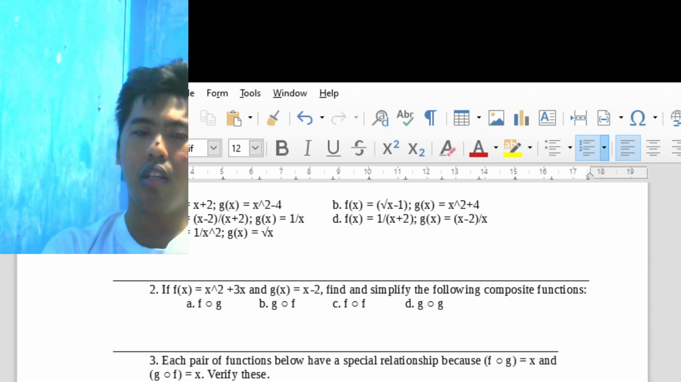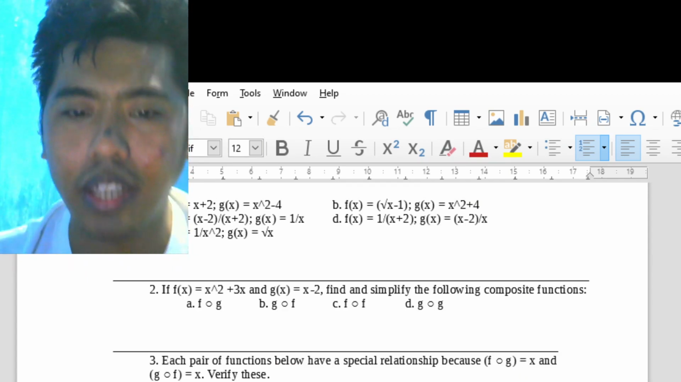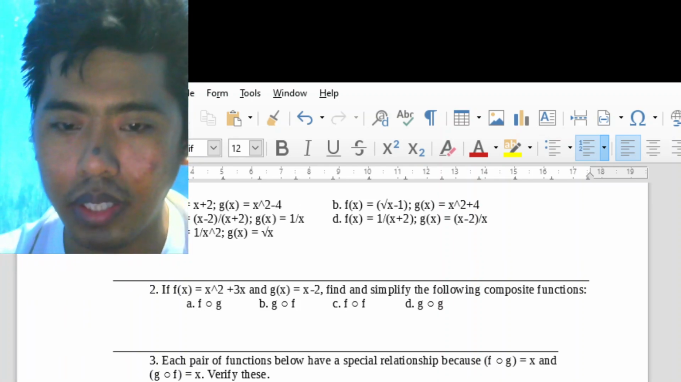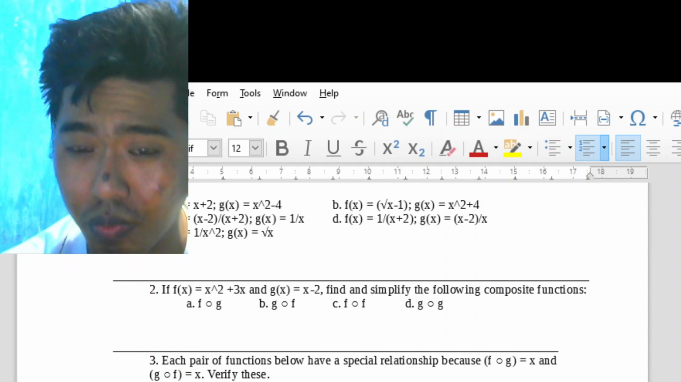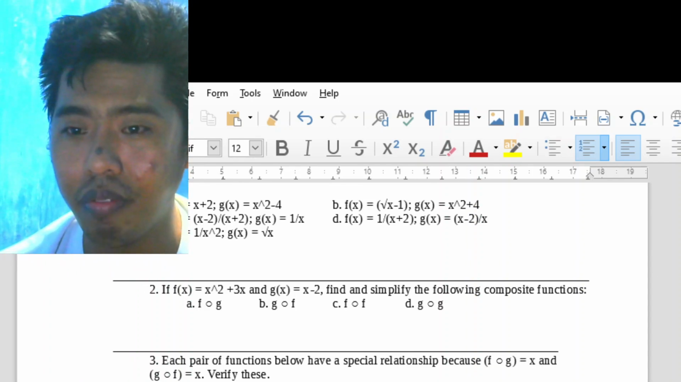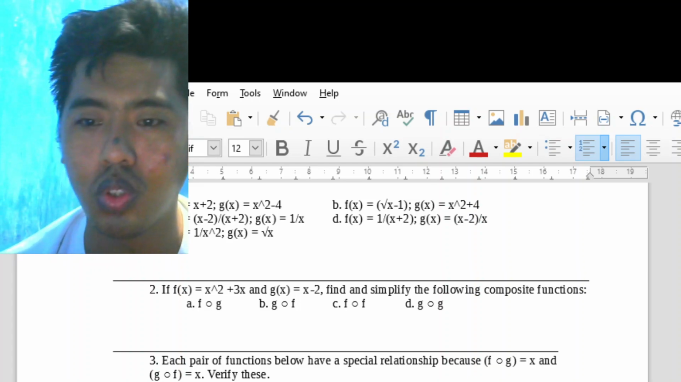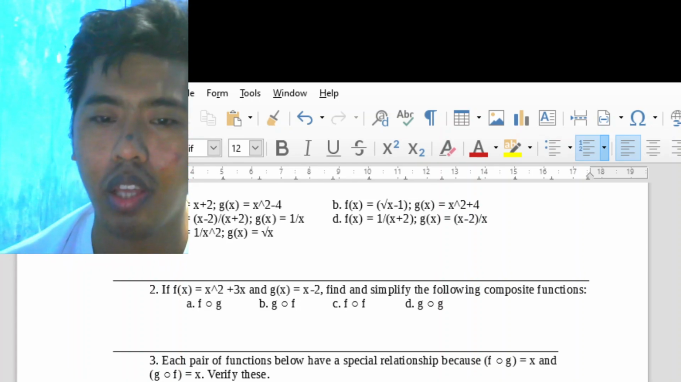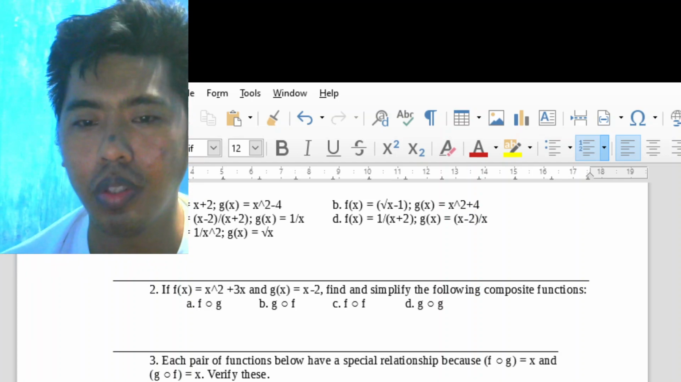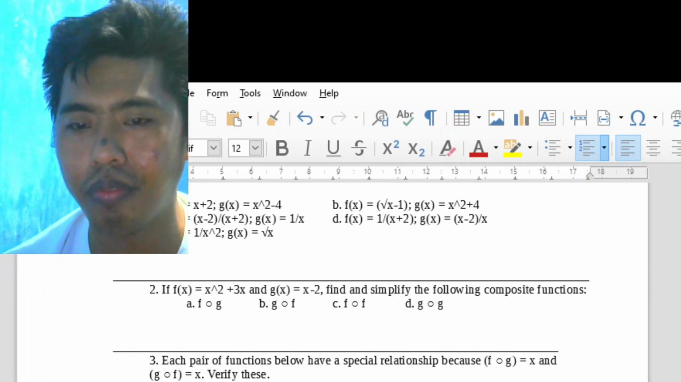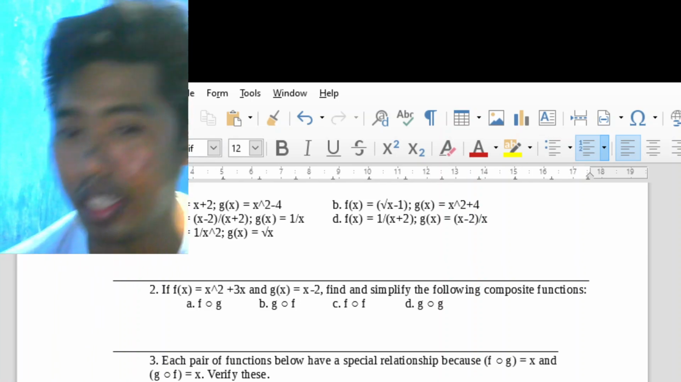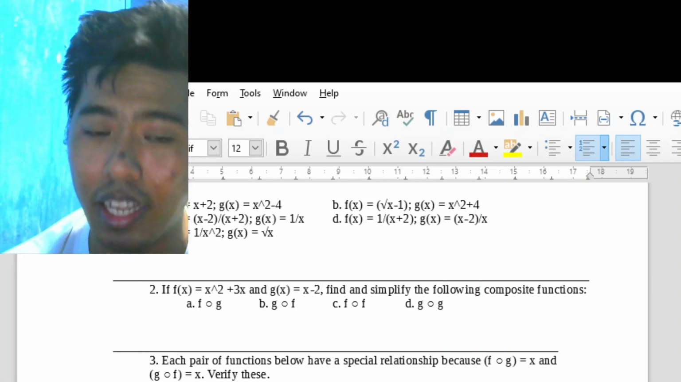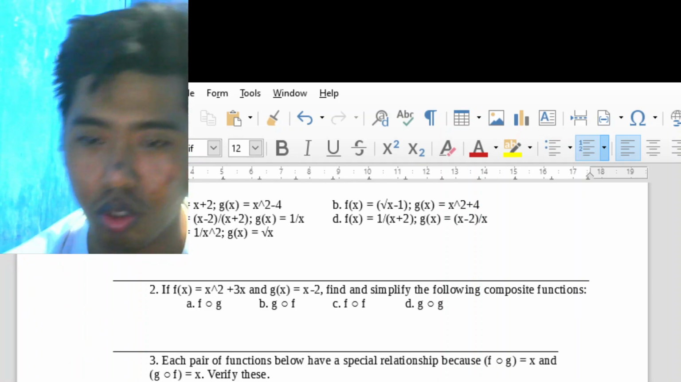Okay, if f of x is equal to x squared plus 3x and g of x is equal to x minus 2, find and simplify the following composite functions: A, f composite g, B, g composite f, C, f composite f, then D, g composite g. Again, dili na siya multiple choice kundi ang kada letter imo nang tubagan or tubagon.